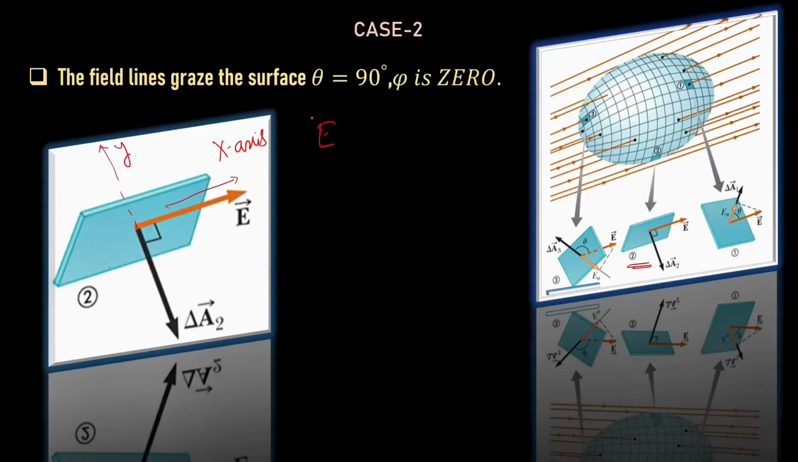So here what we are noticing, the electric field vector is along the positive x-axis, and the area vector, that is this dA2 area vector, is pointing along the y-axis, although it is the negative y-axis. Let us take negative y. So what we will notice is that theta is the angle between the area vector and the electric field, and this comes out to be 90 degrees.